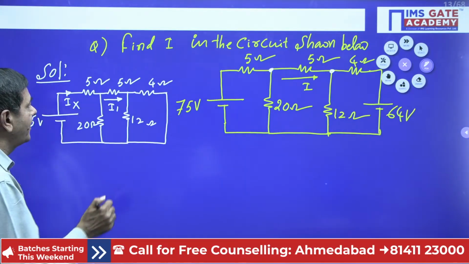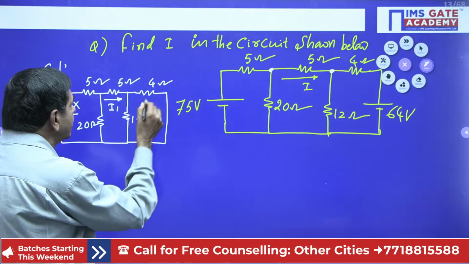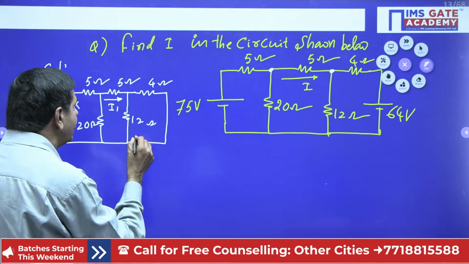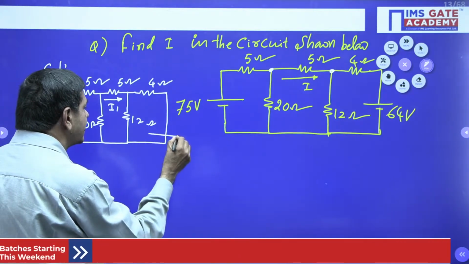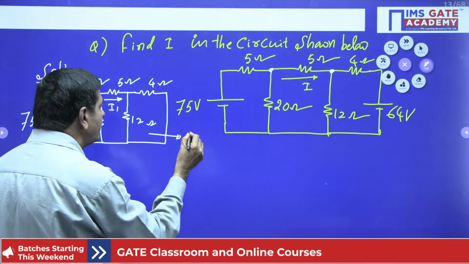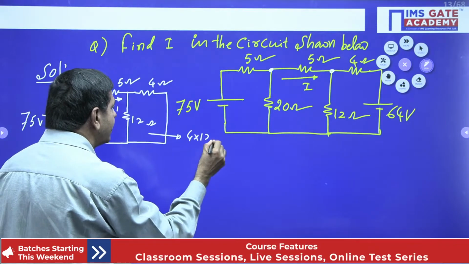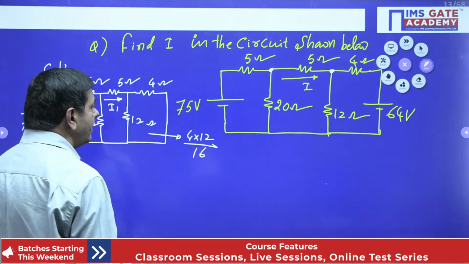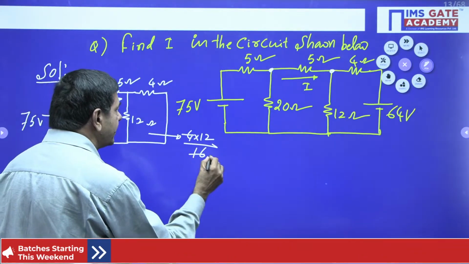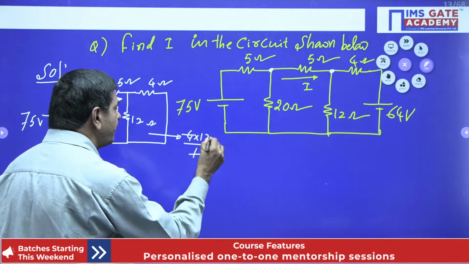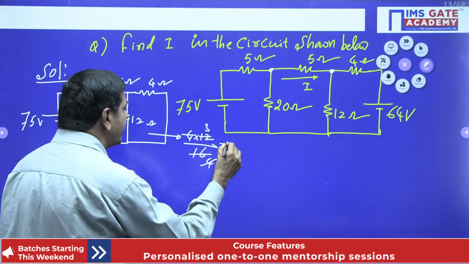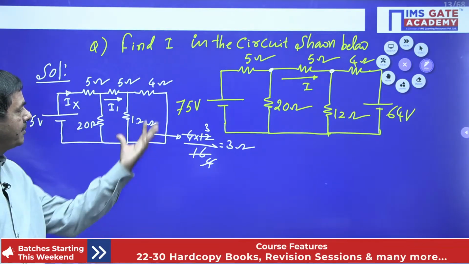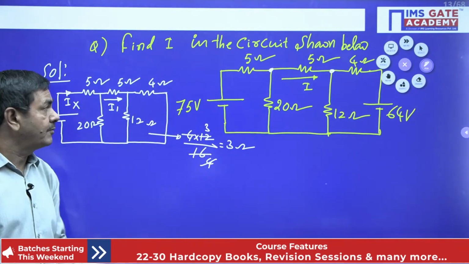Yes, we can simplify in this way. These two are in parallel. Whenever these two are in parallel, I can measure the resistance like this: 4 into 12 divided by 4 plus 12, 16. Here I can cancel 4, four times, and this 4 three times. I'm getting finally 3 ohms here. By simplifying these two, I got a 3 ohm resistor.